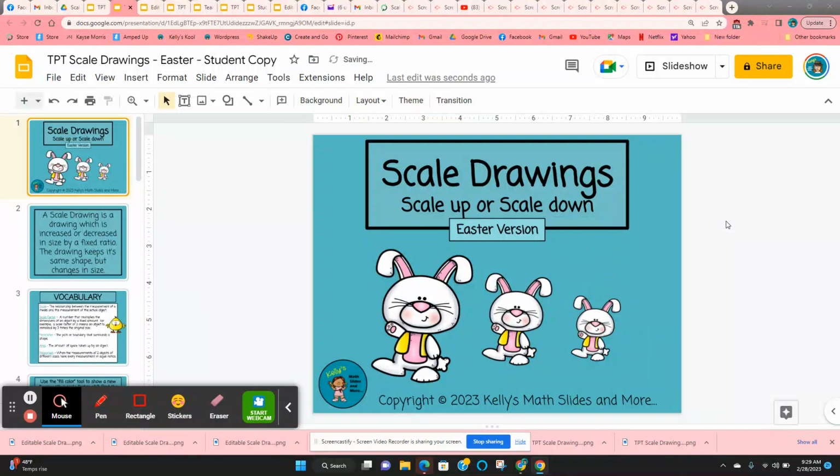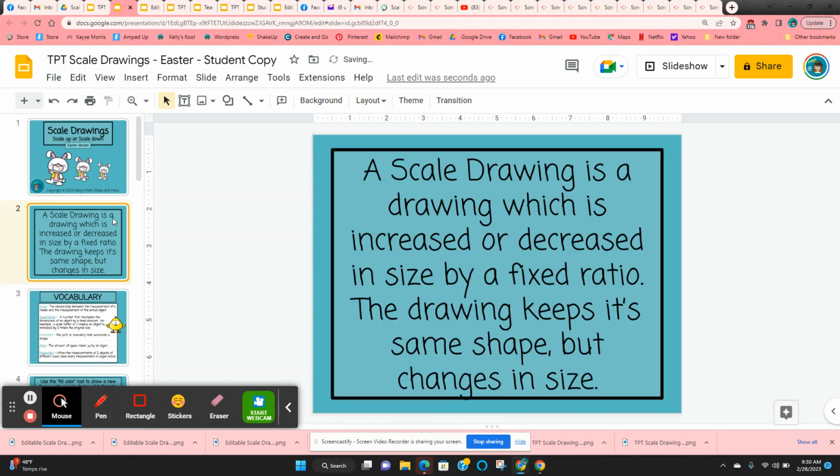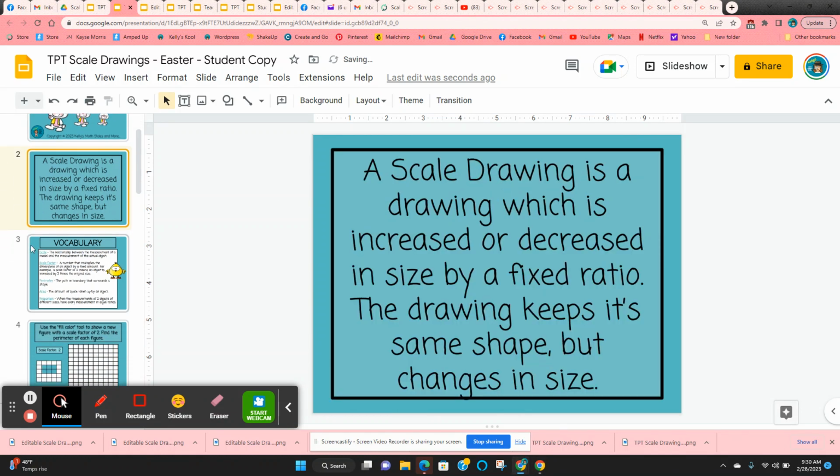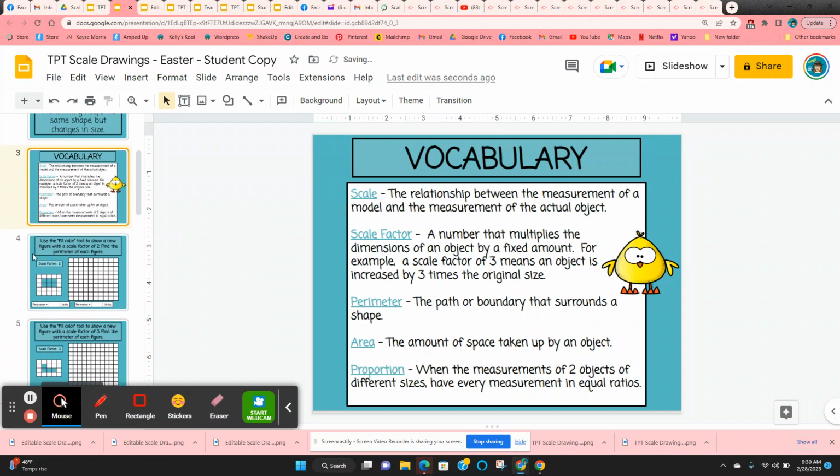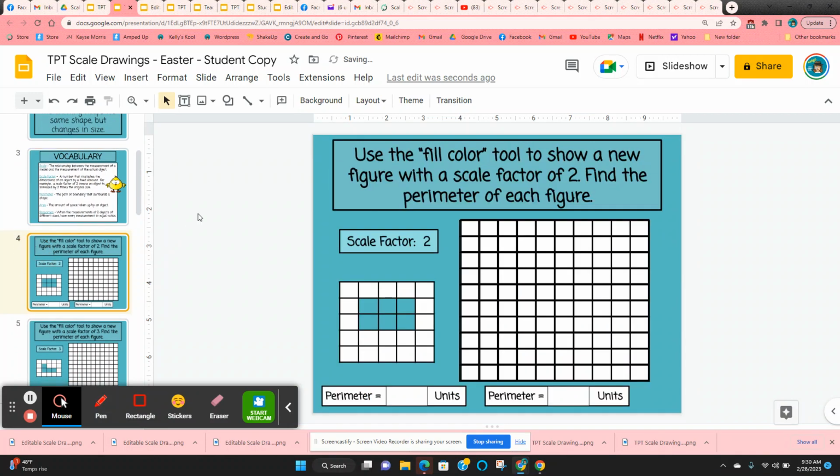This is the Easter version of scale drawings. This is a fun digital lesson for students, and it teaches them how to increase or decrease different figures by a scale factor. It starts with a definition of what a scale drawing is, and then it introduces vocabulary. They're going to need to know this vocabulary for the final slide.